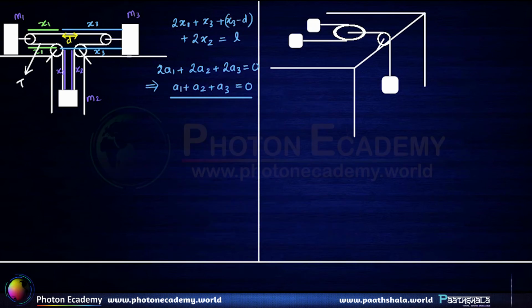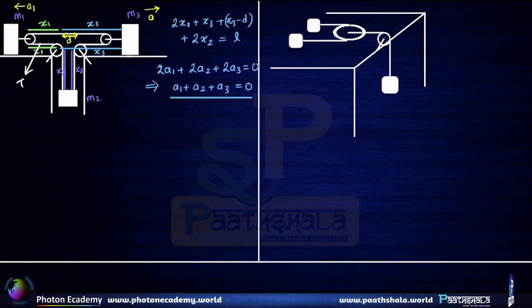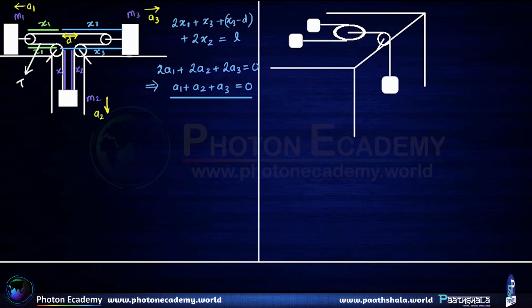On the mass m1, 2T is acting towards the right hand side, but we are going to assume the acceleration of mass m1 to be towards the left hand side. So a1 is assumed to be towards the left hand side, a3 is assumed to be towards the right hand side, and a2 is assumed to be down below. So we have to assume all accelerations to be going away from the rigid support or coming towards the rigid support, all of them. Here in this case we have assumed all of them are going away from the rigid support.